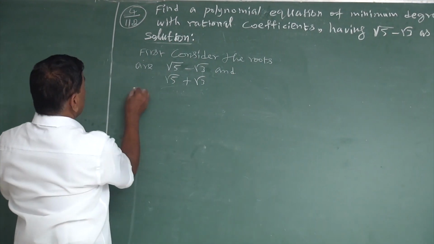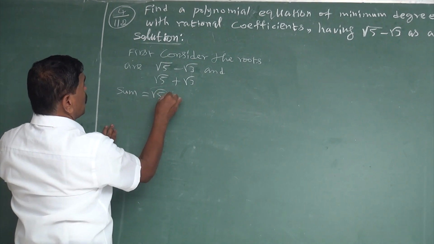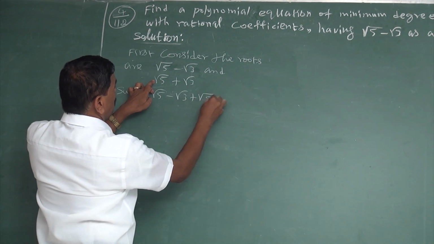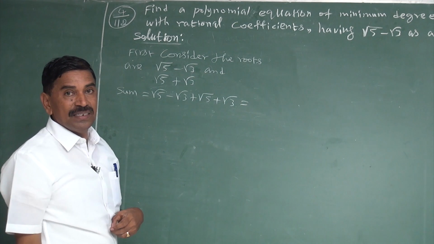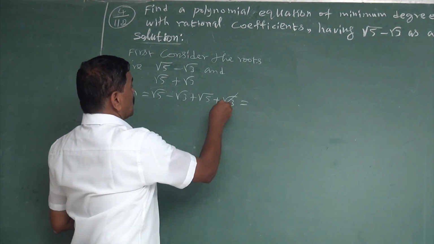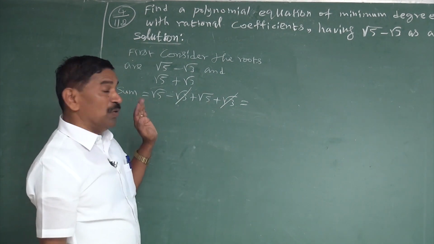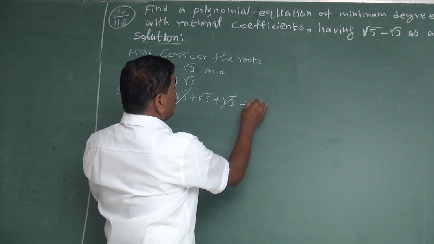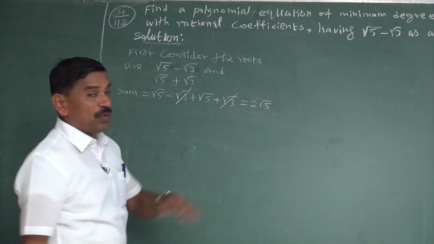Okay, first I want to find the sum. Sum of the roots is equal to root 5 minus root 3 plus root 5 plus root 3. Simplification. Any cancellation? Good. Minus root 3 and plus root 3 cancel. And what is the answer? Good. 2 root 5. Your answer is correct. That is root 5 plus root 5, which is equal to 2 root 5. Sum of the roots is equal to 2 root 5.